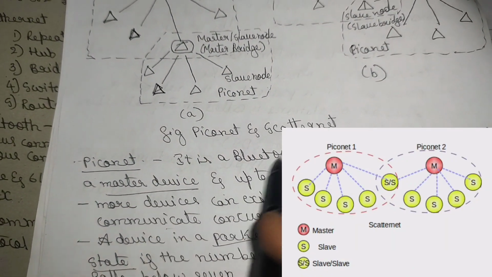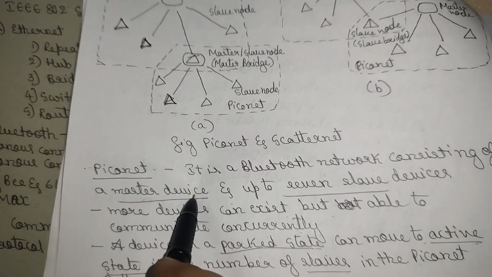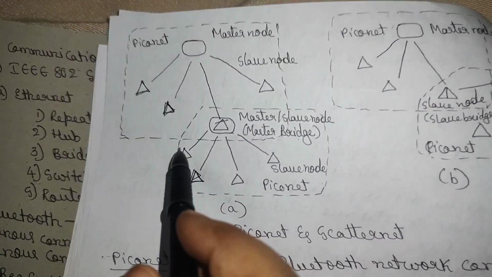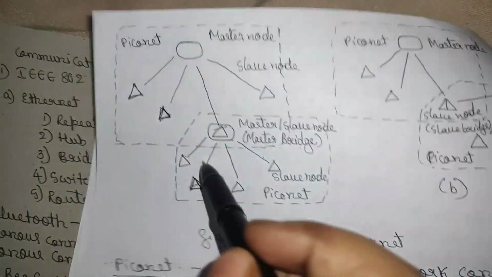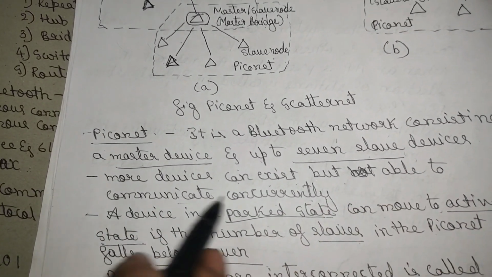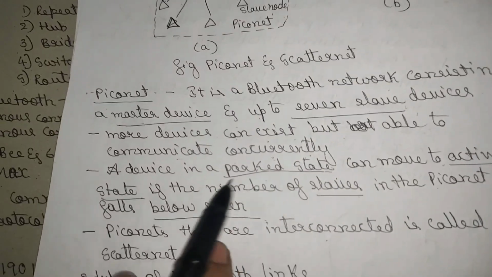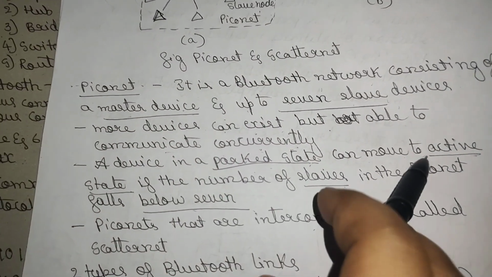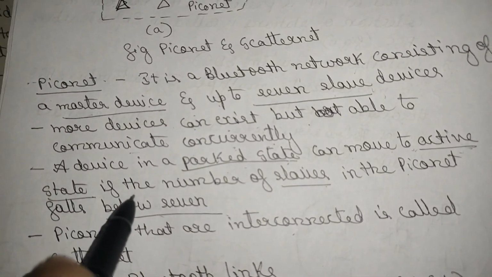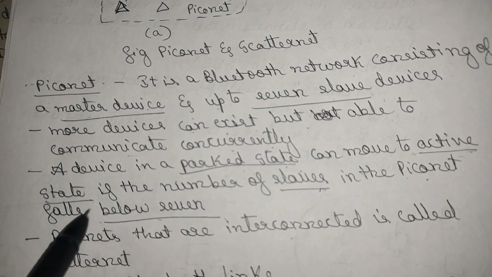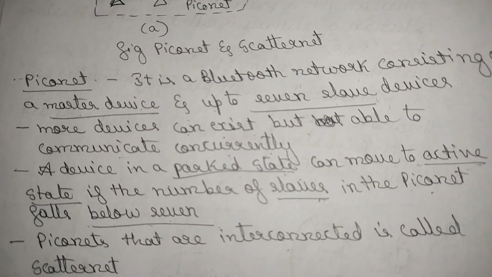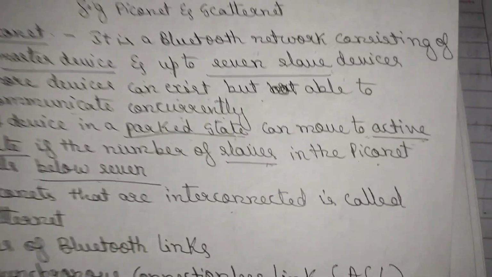Piconet is a Bluetooth network consisting of a master device and up to 7 slave devices. You can observe here 1, 2, 3, 4, 5, 6, 7, 7 slave nodes are there. More devices can exist but are not able to communicate concurrently. A device in a parked state can move to active state if the number of slaves in the Piconet falls below 7.